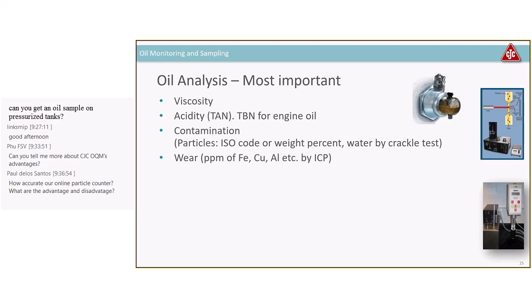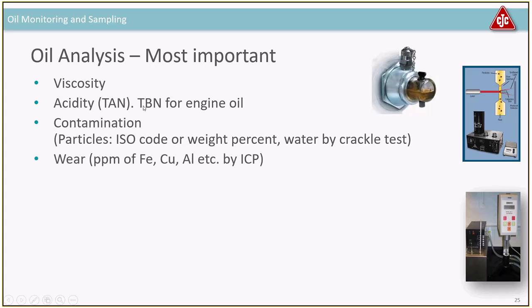Yes, so there are very good things you can do with online particle counting, and I think it's going to be the future, and also other kinds of sensors. Still, of course, we have our normal oil analysis where you draw a sample and send it to a lab. Typically you look at viscosity, acidity, that would be TAN or AN number for hydraulic turbines and so on, and TBN is for engine oil, so base number instead. You're going to look at contamination, so particles and ISO counts.